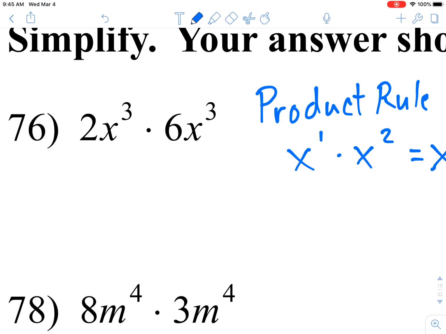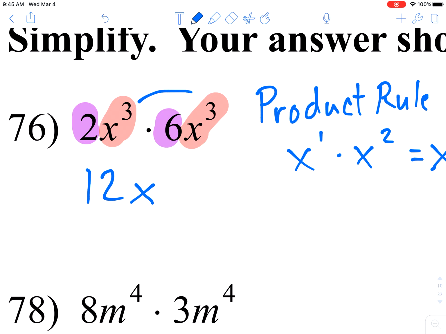So the first thing we can do is our coefficients here, we can just multiply those together. So 2 times 6 is 12. And then we'll take a look at the variables that have the exponents themselves. So x to the third, x to the third. So this is going to stay x, and then 3 plus 3 is 6. So the answer that you're looking for to simplify this is 12x to the 6th.